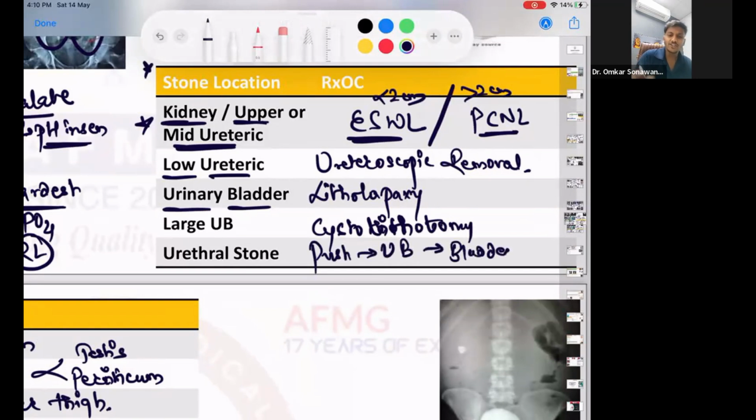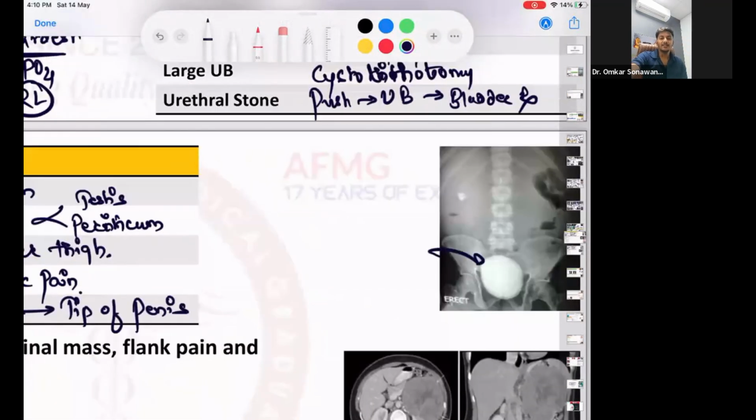What is this? This image came earlier, this X-ray came. What is this? You can see a giant calcified structure. People were usually confused between a calcified fibroid or a urinary bladder stone.